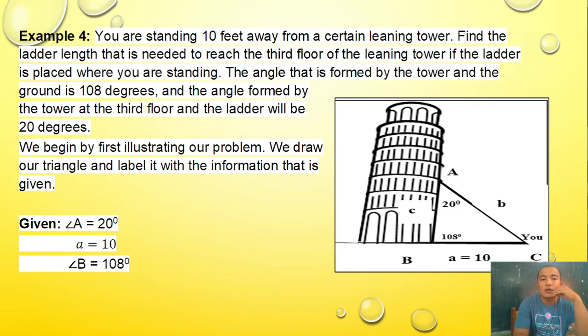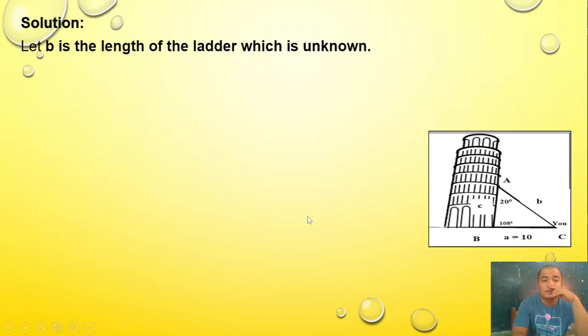Okay. What are we going to solve here? Find the ladder length. This one, side B. So if it is an obtuse, 180. So angle B is 108 degrees. So if angle A is 20 degrees and angle B is 108 degrees, side A is 10. Let us try to solve for side B only.